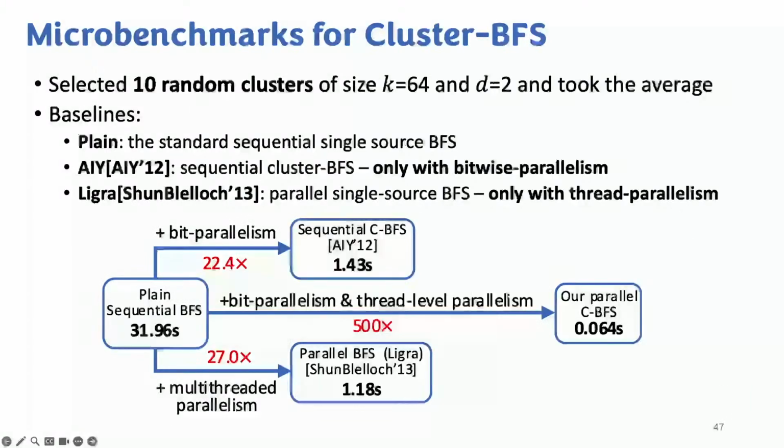This is a summary figure of the previous speed up. The numbers are the geomean on 18 graphs. Our algorithm gets 500 times speed up on average, and this speed up is nearly the product of the speed up given by the other individual techniques. This shows that the bitwise and thread level parallelism combine very well in our algorithm. Each method still contributes almost fully to the performance.